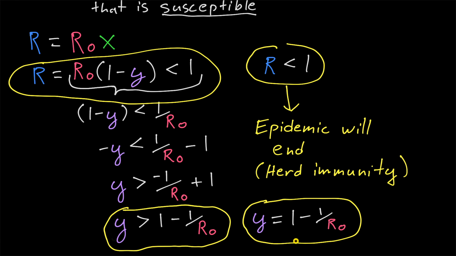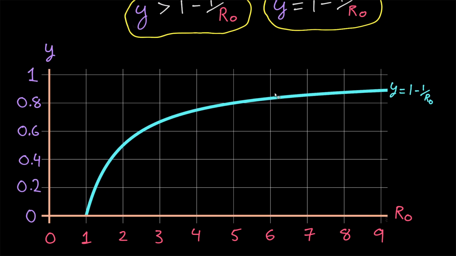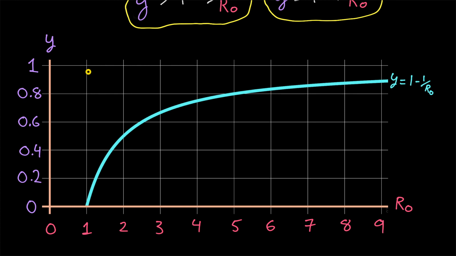Now, what does this equation look like? Well, I graphed this equation, and this equation looks like this. So on the horizontal axis here, on the x-axis, you have the basic reproductive number. Now recall what the basic reproductive number is. The basic reproductive number is the number of people an infected person would infect if everybody was susceptible to infection.